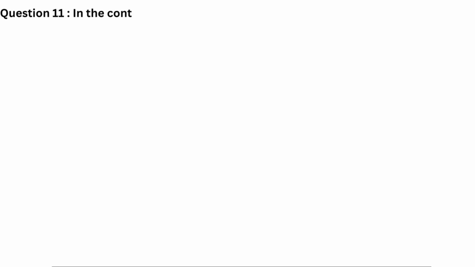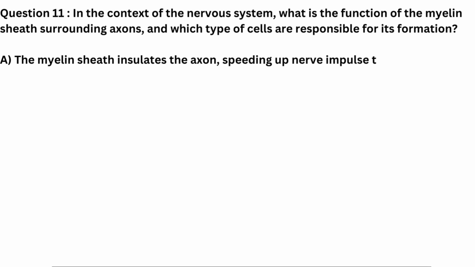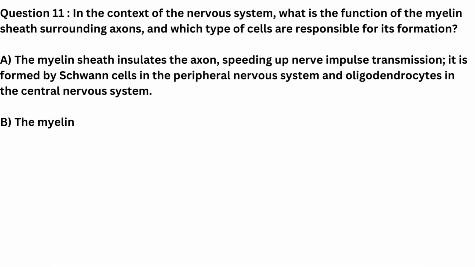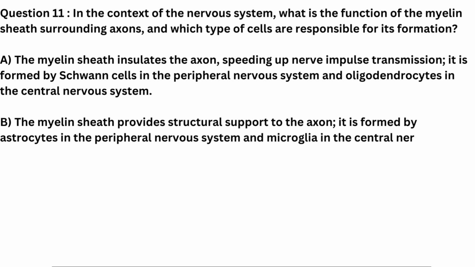Question 11. In the context of the nervous system, what is the function of the myelin sheath surrounding axons, and which type of cells are responsible for its formation? A. The myelin sheath insulates the axon, speeding up nerve impulse transmission. It is formed by Schwann cells in the peripheral nervous system and oligodendrocytes in the central nervous system. B. The myelin sheath provides structural support to the axon. It is formed by astrocytes in the peripheral nervous system and microglia in the central nervous system.